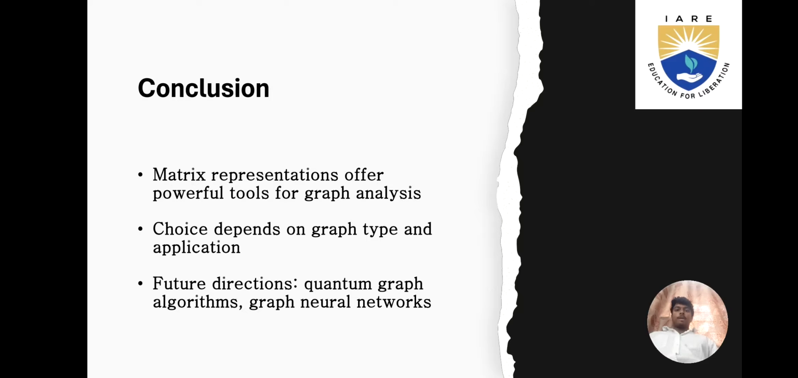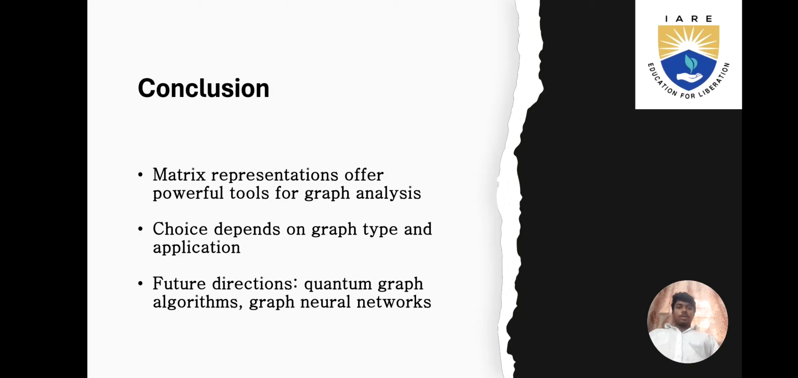choosing the right matrix representation depends on graph density, use cases, storage constraints, and types of operations needed. For dense graphs or algorithms requiring quick edge checks, adjacency matrices excel. For sparse graphs or those involving algebraic manipulations, incidence or Laplacian matrices suit better. Overall, matrix representation offers powerful tools for graph analysis. The choice depends on graph type and application.